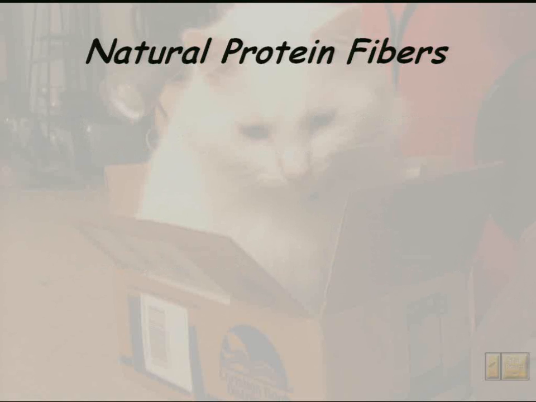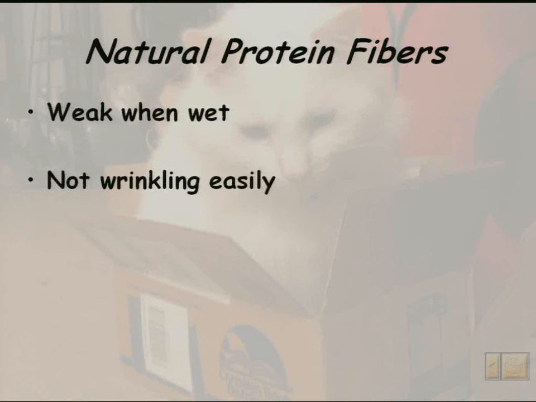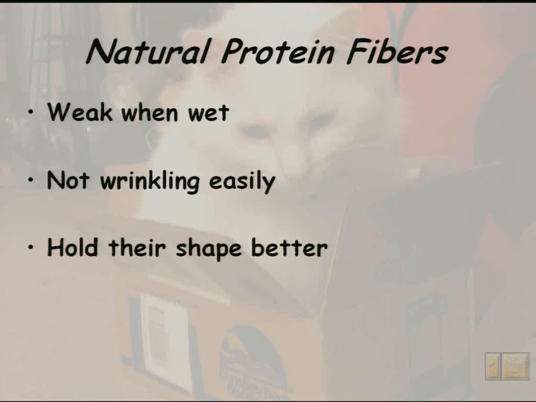Okay, and this is the difference between protein and cellulose fiber. Protein fiber is weak when wet. However, it does not wrinkle easily because it has crimp, and it has high resiliency. It also holds its shape better.